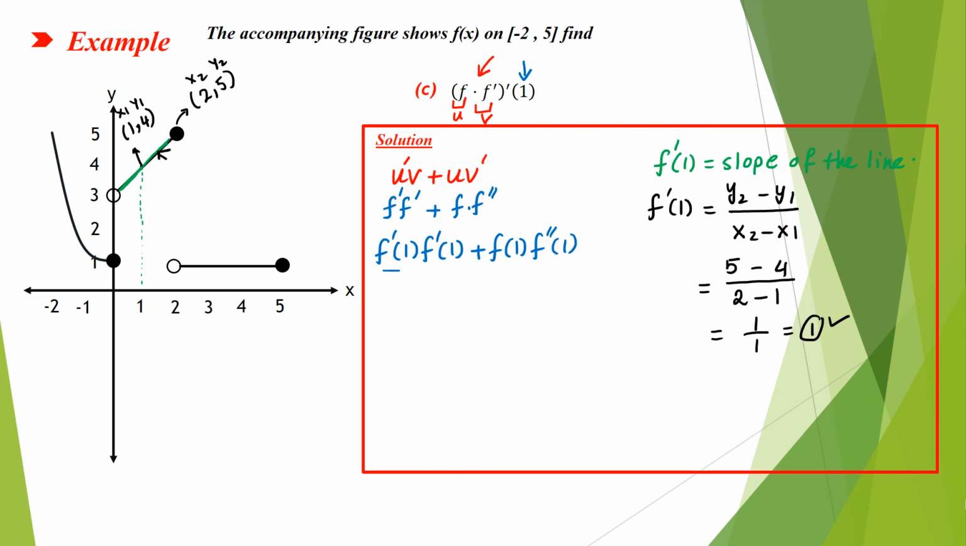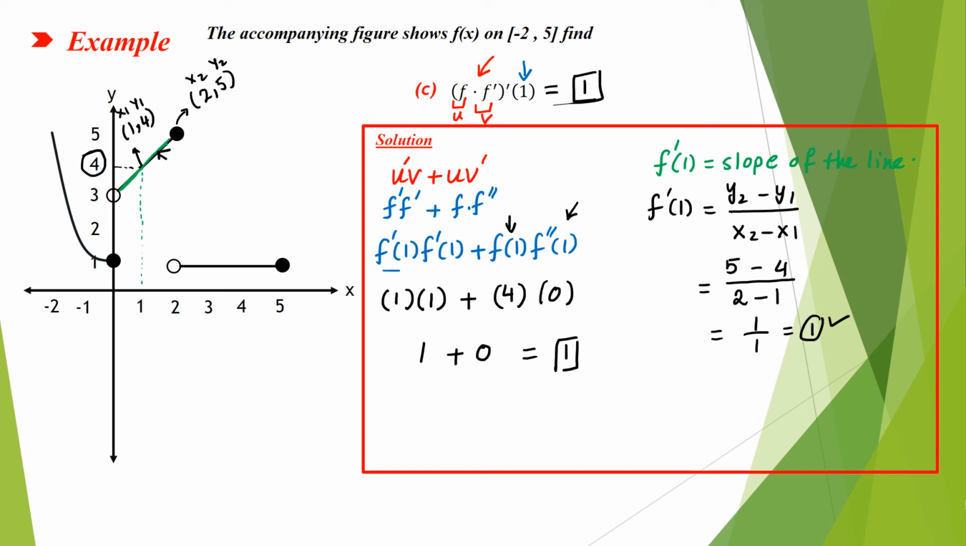Okay, so this equals 1 multiplied by f prime of 1, which equals 1, plus f of 1 here. f of 1 equals 4, multiplied by f double prime of 1. Since we are talking about a line, the second derivative equals 0. So this equals 0, and we have 1 plus 0, and the final answer is 1. So this derivative at x equals 1 equals 1.